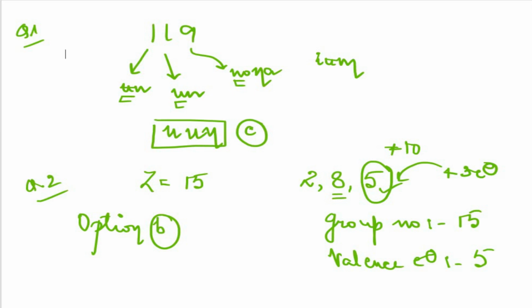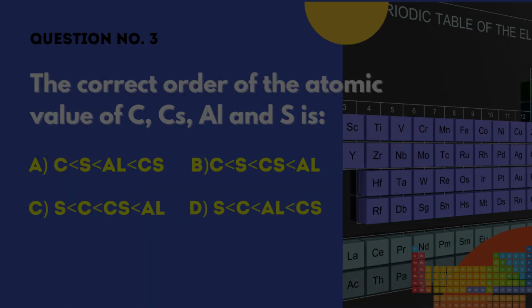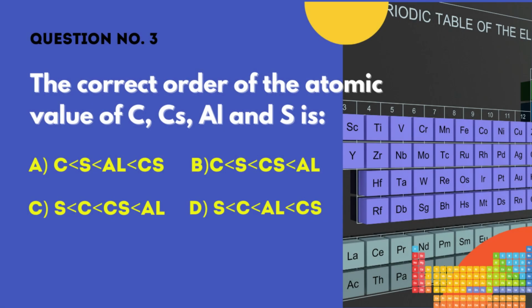Alright? Okay. The next question is the correct order of atomic radii of carbon, cesium, aluminium and sulfur. 4 elements have been given and you have to arrange them in the correct order of atomic size. Now we know, children, that atomic size decreases across a period and increases down the group. Right? So if we have to use it on that basis, then what would we say?